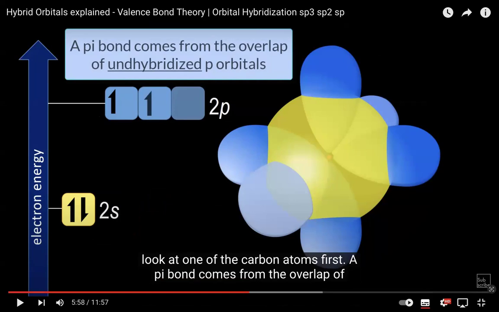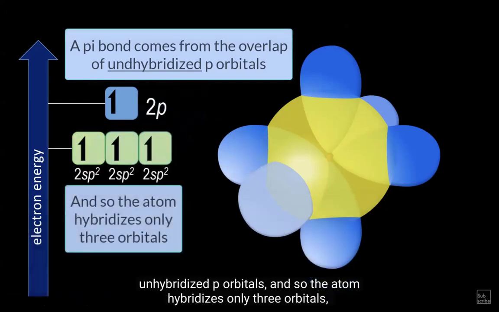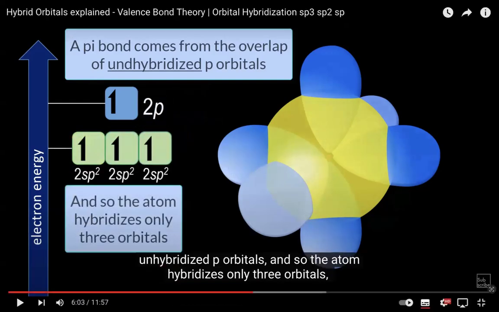So from that, excitation occurs. After the excitation, hybridization occurs, right? A pi bond comes from the overlap of unhybridized p orbitals, and so the atom hybridizes. So see, now in this case, how many p orbitals underwent hybridization? Only two. That's why the new orbital is called sp2, because only two from the p orbitals, and one from the s. So in total three orbitals got hybridized, and that's why we got three new hybrid orbitals.